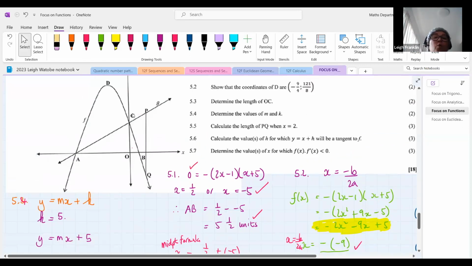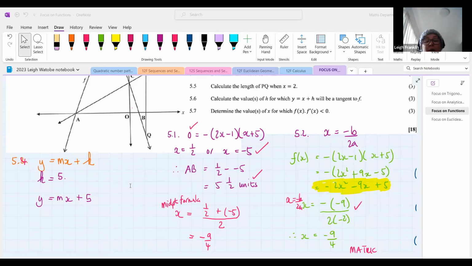All right, we know what the coordinates are at A. We know what the coordinates are at C. We could use the gradient formula, but what we could do, which would be even quicker, is to sub the coordinates of A in and just solve for m.